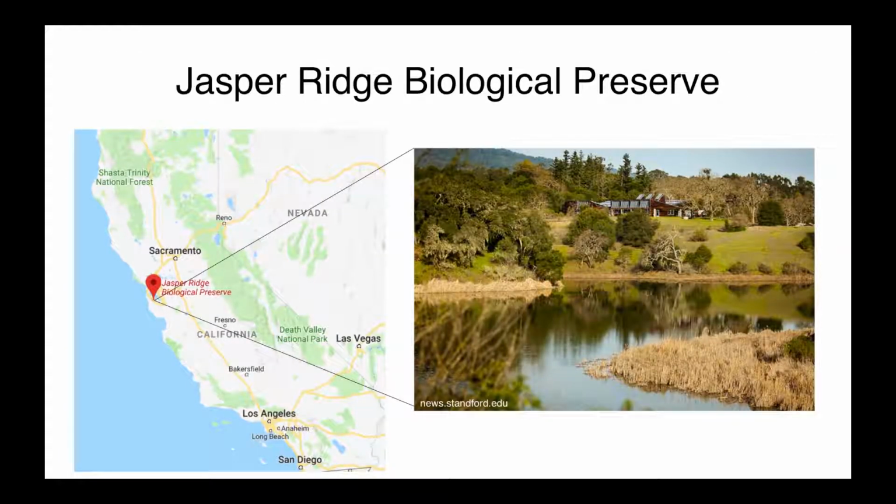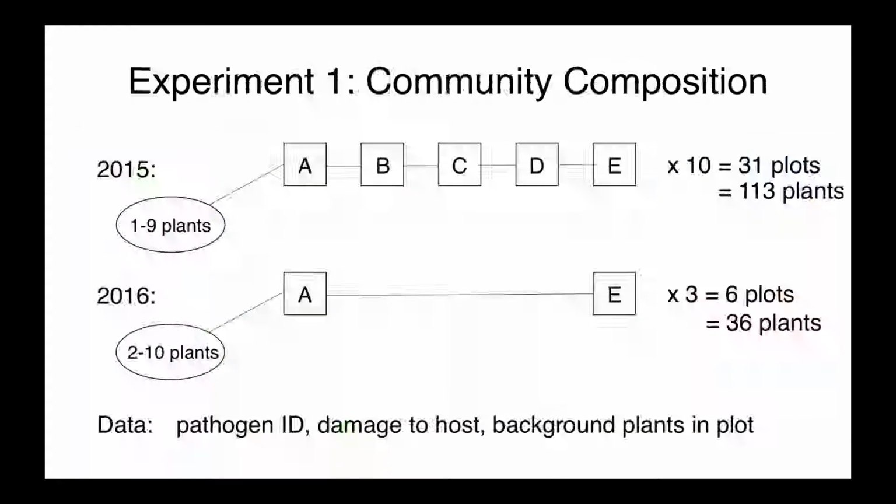So these data were collected from Jasper Ridge Biological Preserve in California, and California grasslands have been invaded with annual grasses for a very long time. This reserve has both invaded areas and areas with native perennial bunch grasses, and a mixture of both. And so I'm going to talk about data collected from two different experiments.